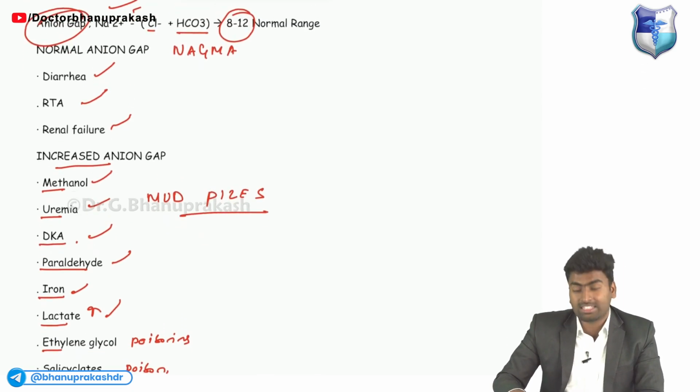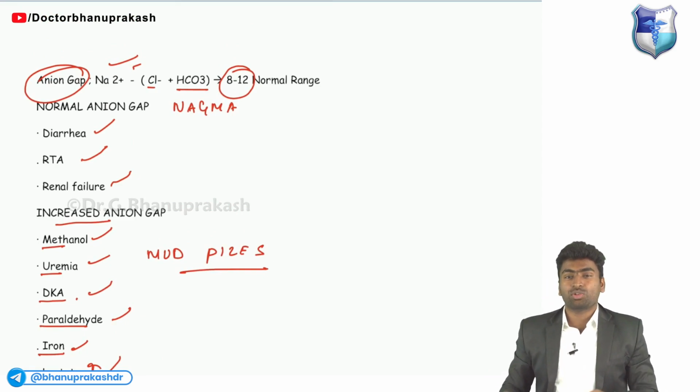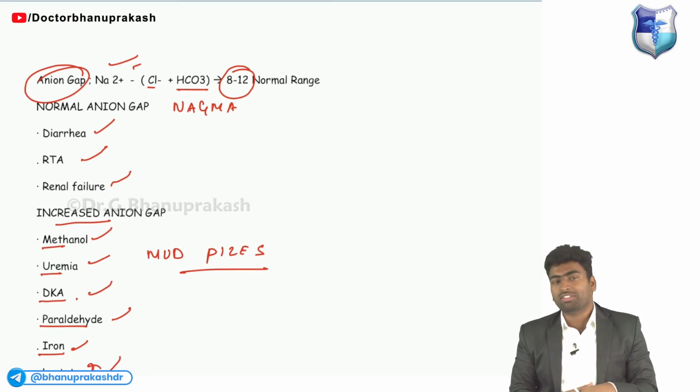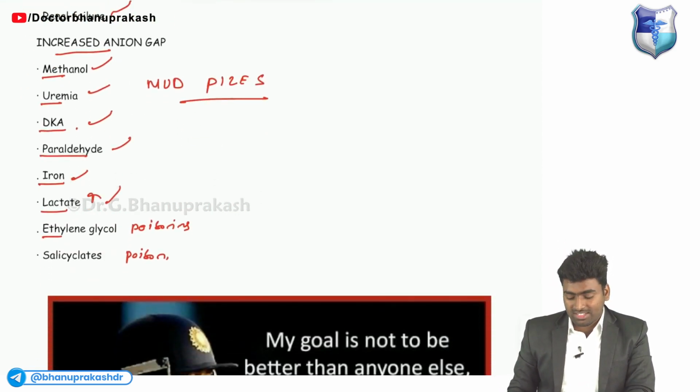Okay, just see this anion gap and the ABG one more time so that you can be well versed with it. Okay, fine. Now we'll discuss the cardiac cycle.